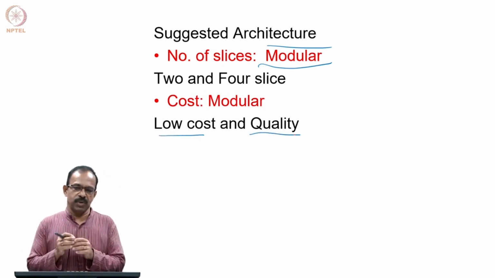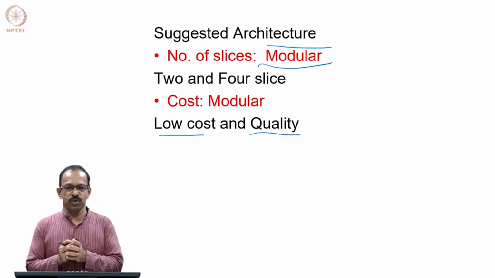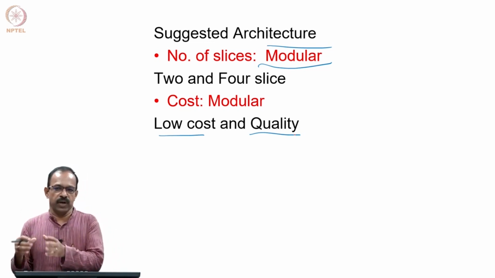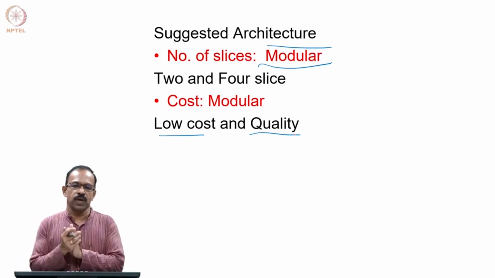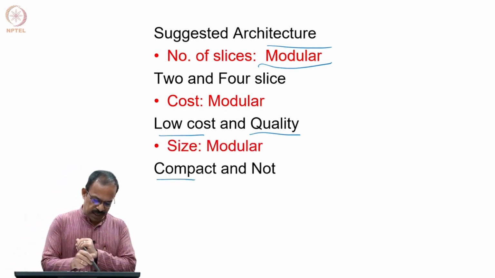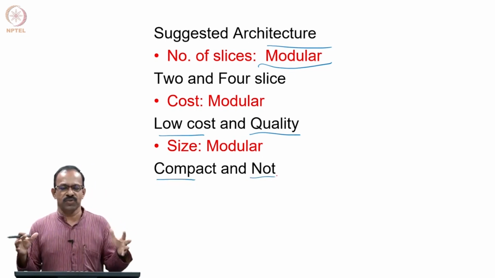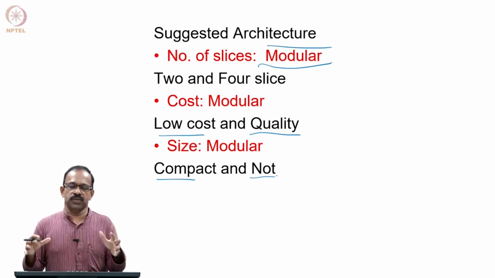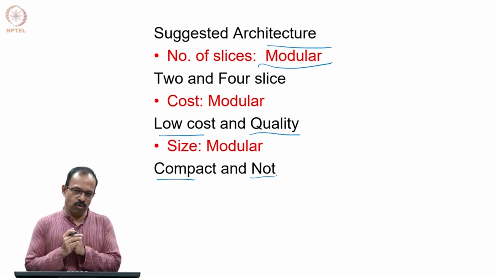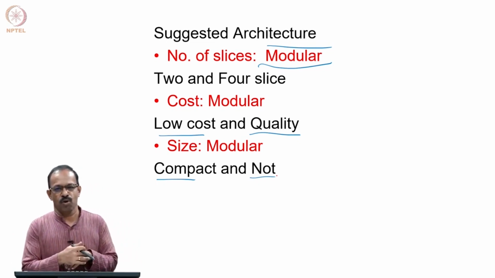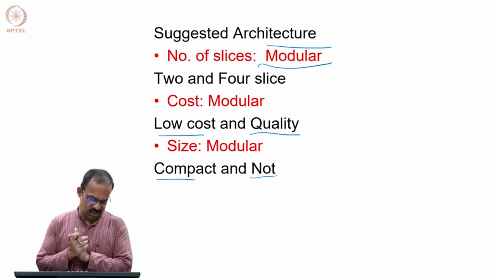So again, that can be a module, so that the same platform can be used, and in one they can put low cost components, in the other they can have high cost, high quality components. So, you will get 2 products, and then size can be modular, again compact and not so compact. So, you can have 2 sizes: one can be very compact, one can be not so compact. So, this can be assembled, and other modules can be assembled into this compact or not so compact structure.